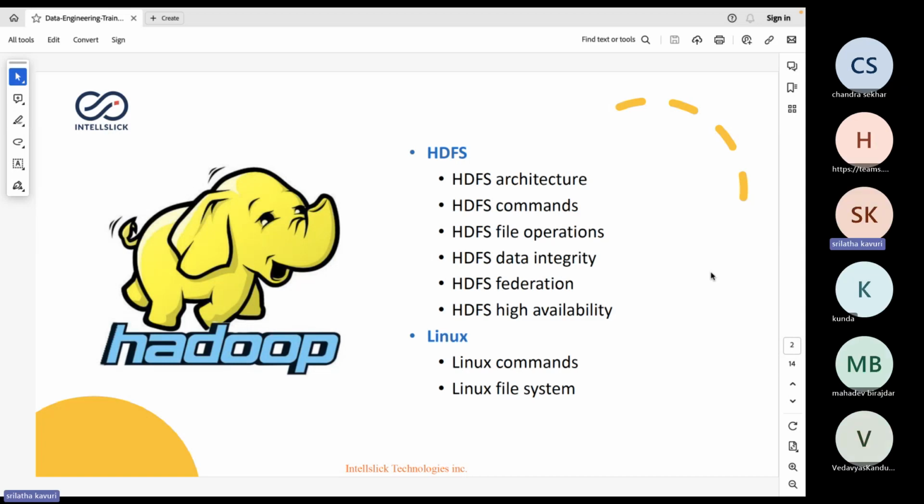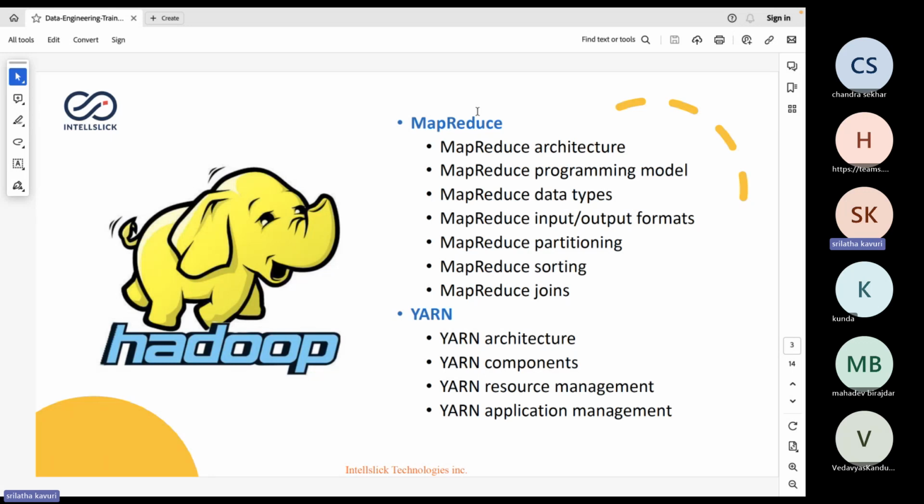Then after that, don't worry about Linux. It's just about 15 to 20 commands that you need to learn. It's not anything heavy, and that will be covered as part of the program. MapReduce is done with respect to Java. Having basic programming knowledge is sufficient.